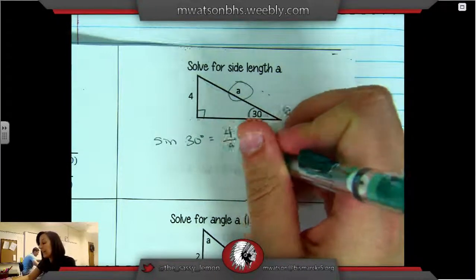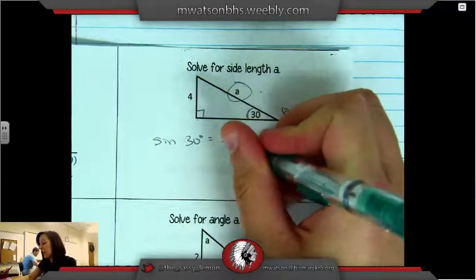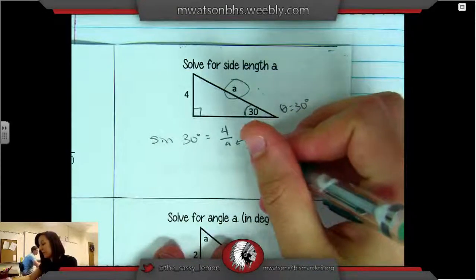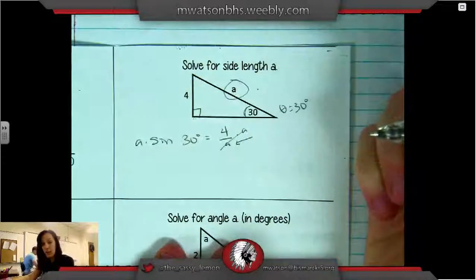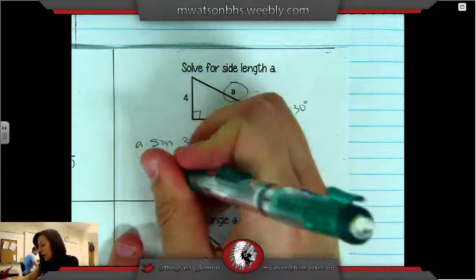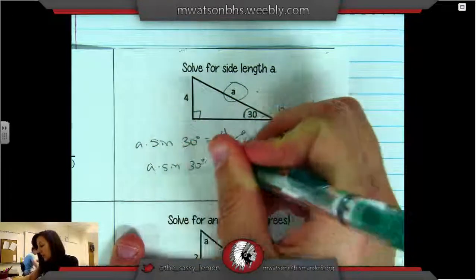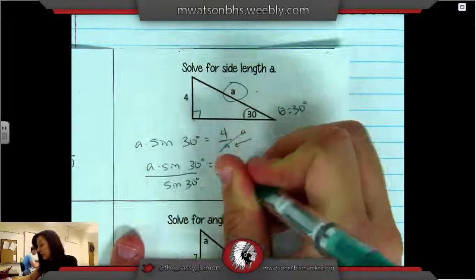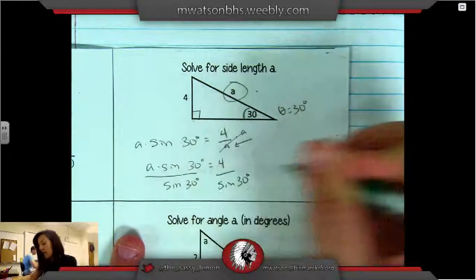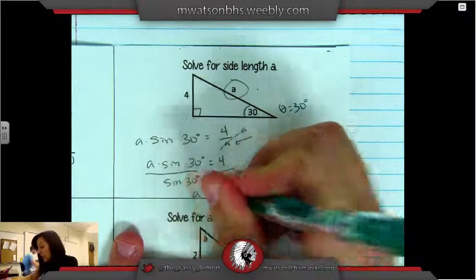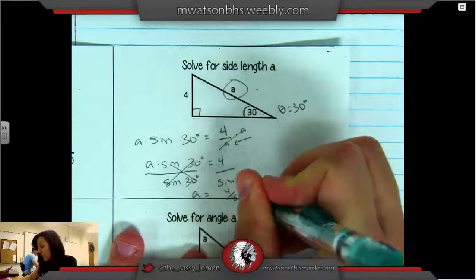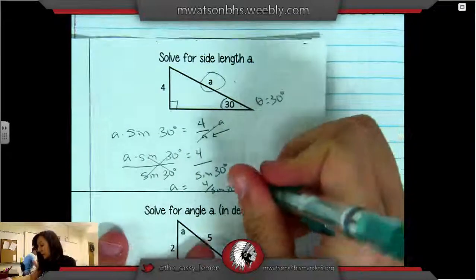We're going to try to isolate A first. So the first thing we do is get A by itself. To do that, we're going to have to do a little maneuvering. I'm going to multiply by A on both sides so that I get A out of the denominator. So now I've got A times sine of 30 degrees equals 4. And now I can divide by sine of 30 degrees. So A equals 4 over sine of 30 degrees, which is something that we can approximate in our calculator.